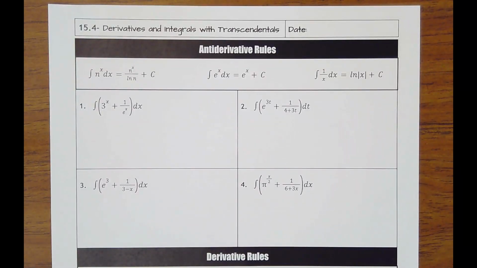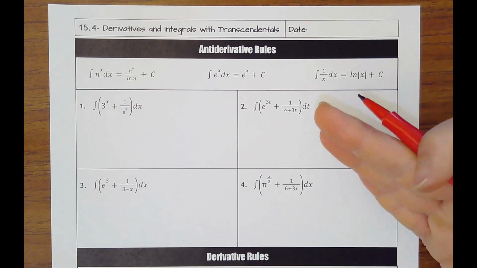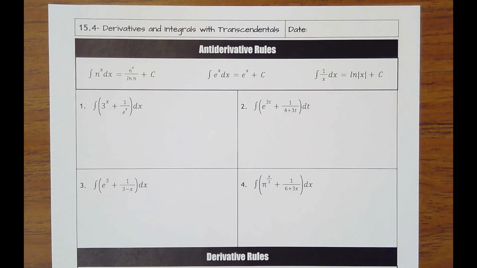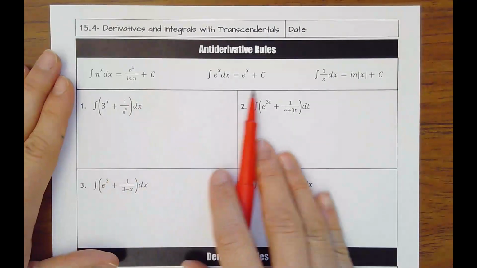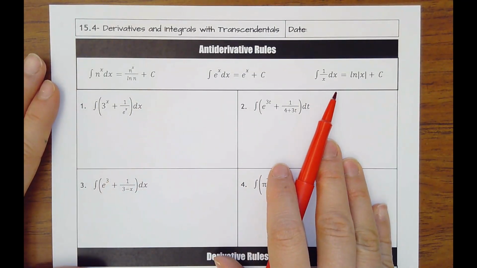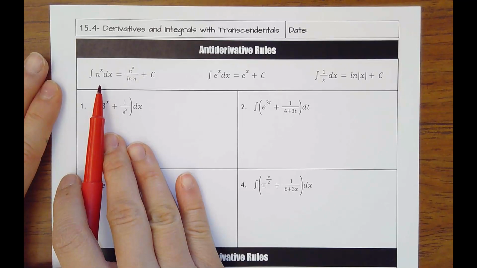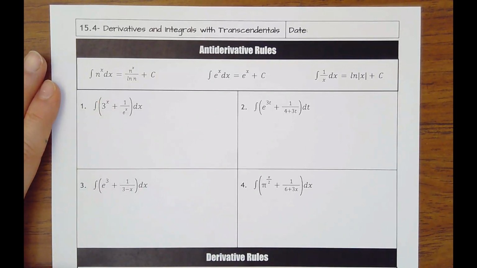Lesson 15.4 is derivatives and integrals with transcendentals. So basically it's mixing up and teaching your brain how to go from integrals, which is antiderivative, to derivative, which are undoing each other essentially. So I've got the basic antiderivative rules that we've talked about, plus one that we haven't done so far in this unit. And then we're going to do derivative rules on the second four of them.